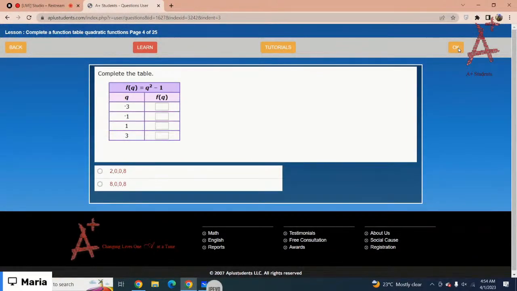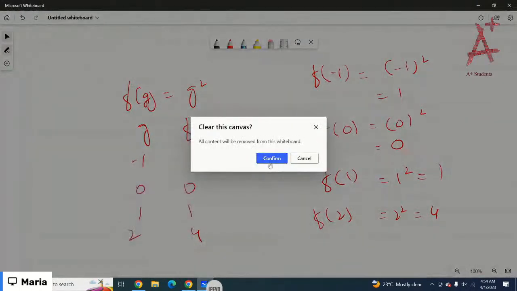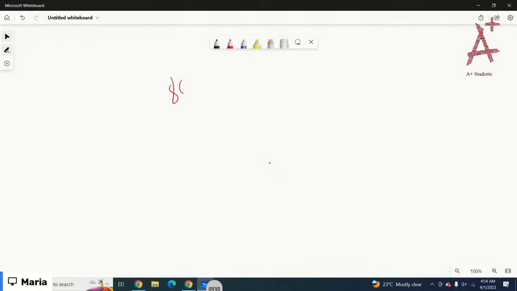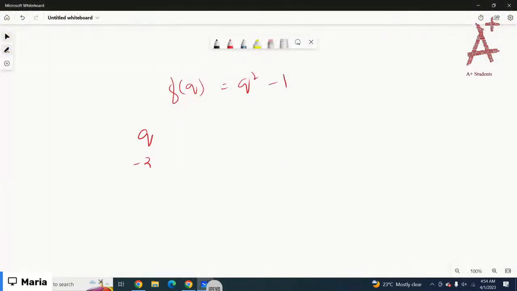Okay, the next one is f of q equals q square minus 1. The values of q are negative 3, negative 1, 1, and 3. You have to calculate f of q. So just replace the q with the values. Let's start with negative 3. f of negative 3 equals negative 3 square minus 1. It would be 9 minus 1, that is 8.